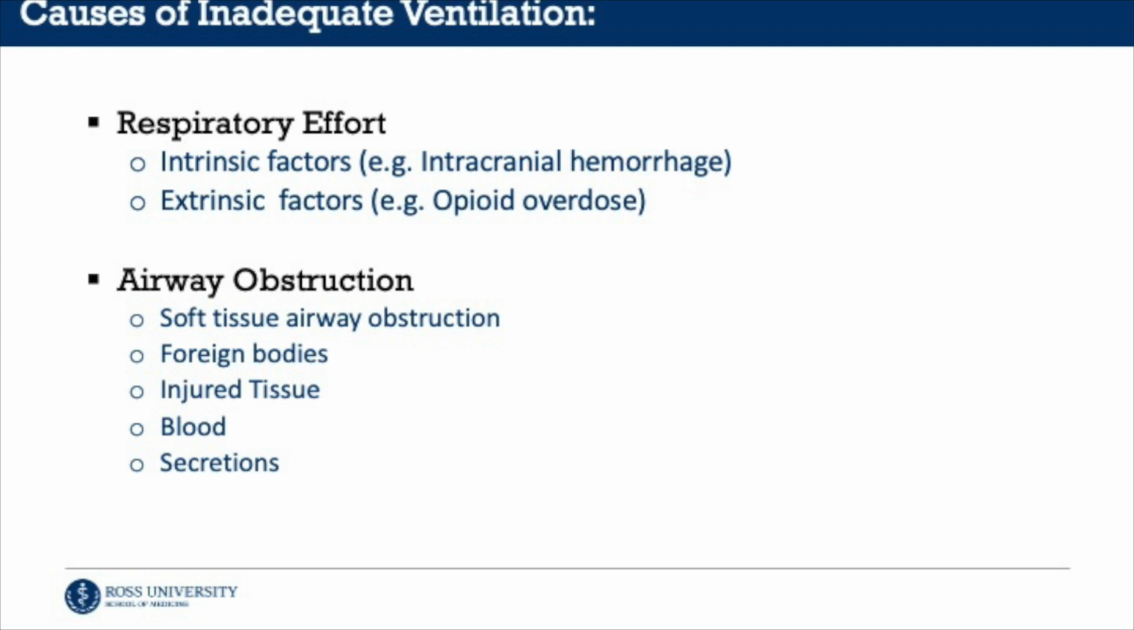Some examples of airway obstruction include soft tissue airway obstruction, most often the tongue, lodging of foreign bodies, perhaps the injured tissue, or even blood and secretions such as mucus can cause significant airway obstruction.